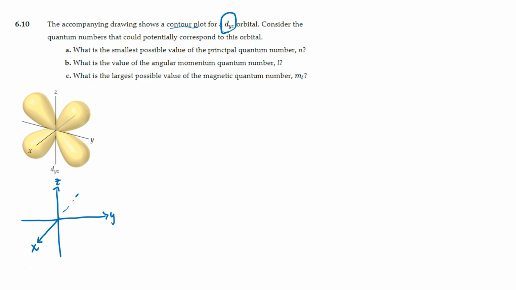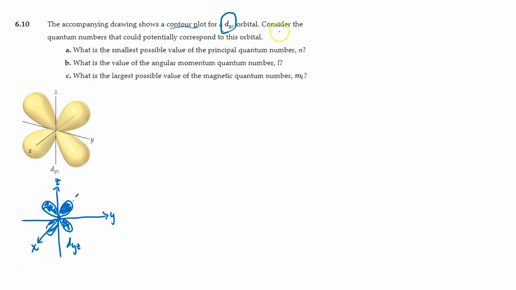So if it's in the yz plane, those four lobes are kind of in the plane of the screen. So that's how I would have drawn this dyz orbital.